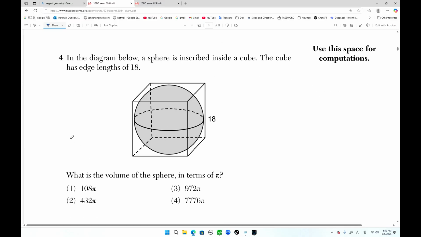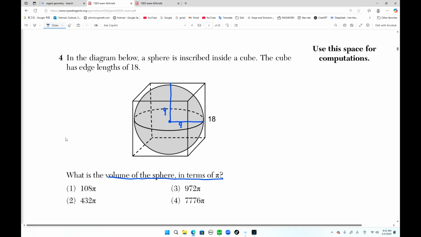Here is number 4. We have a sphere inscribed inside the cube. The cube has an edge length of 18. The volume of this sphere in terms of pi. Okay, what's the radius? This is also 18. Whole thing is 18. Half of that is 9, right? This is also 9. That's right.